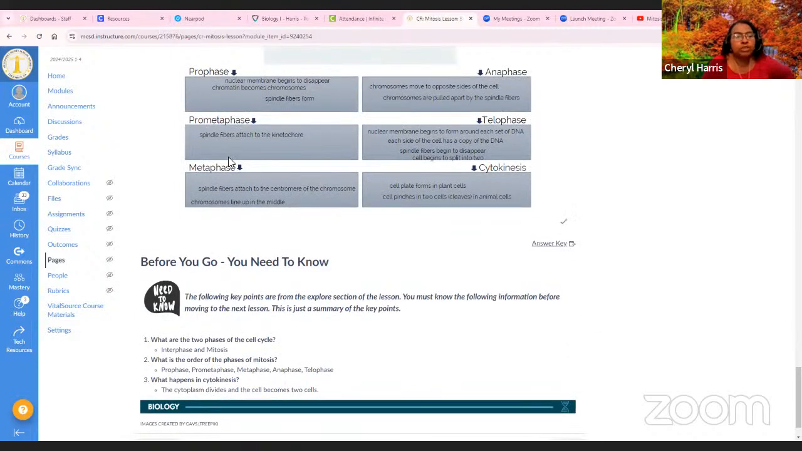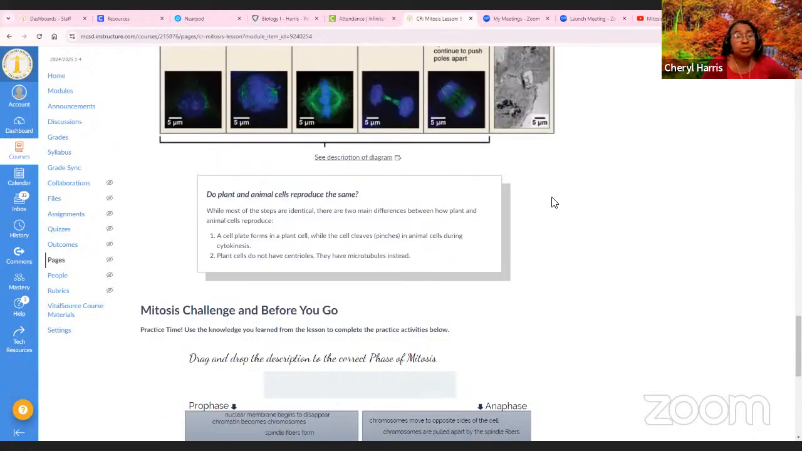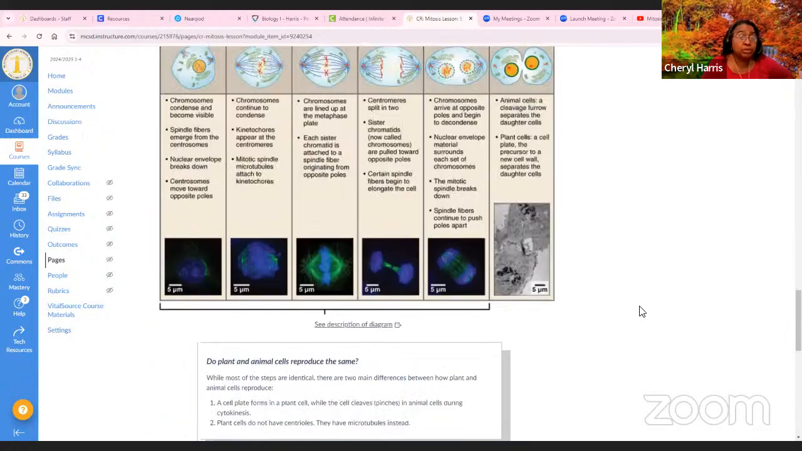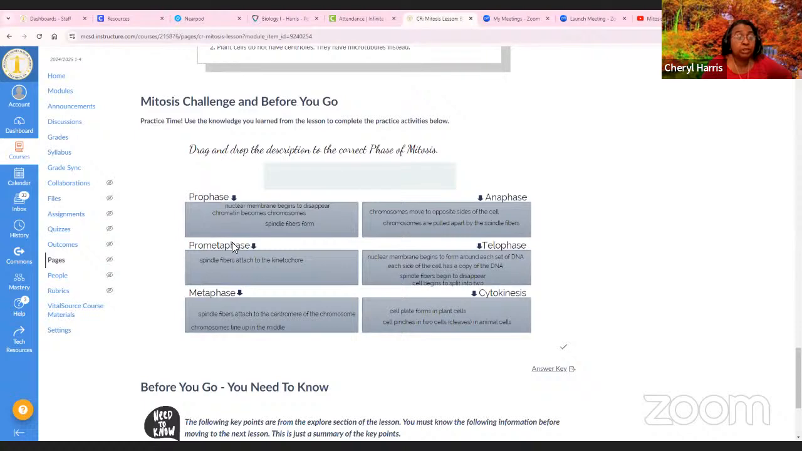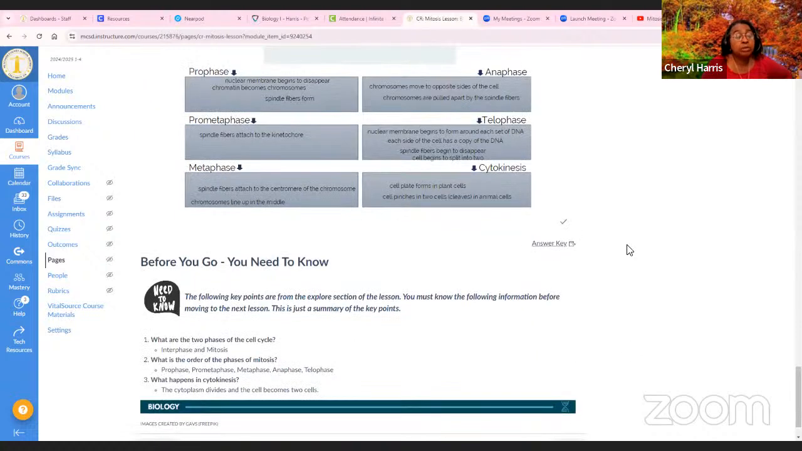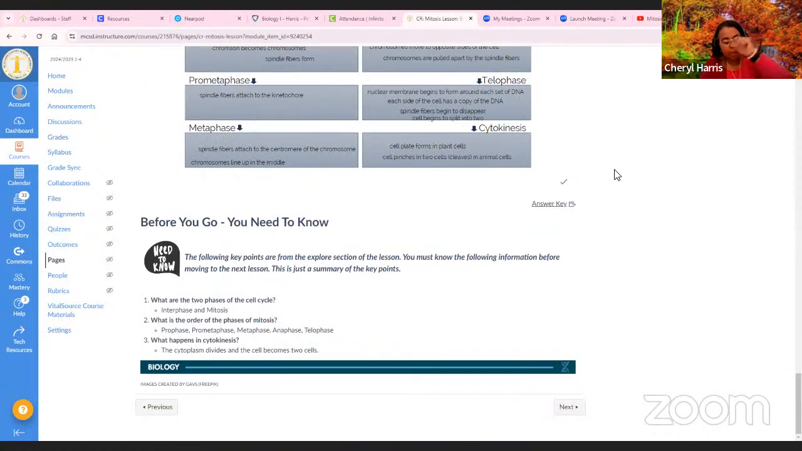All right, so you should be able to do a box like this, and know what's going on during each phase. You should be able to do it by looking at the pictures above. So relate what's happening in each of these boxes with what is happening in the pictures.